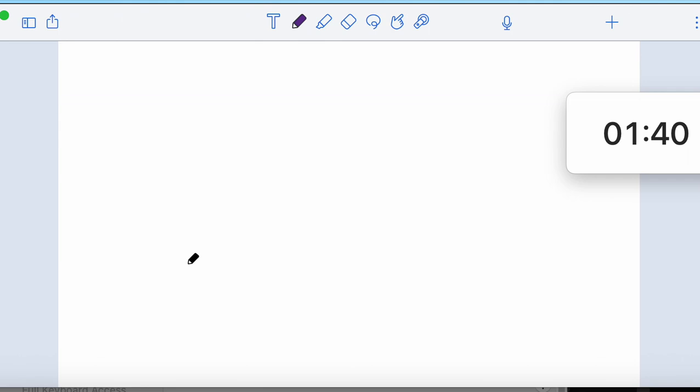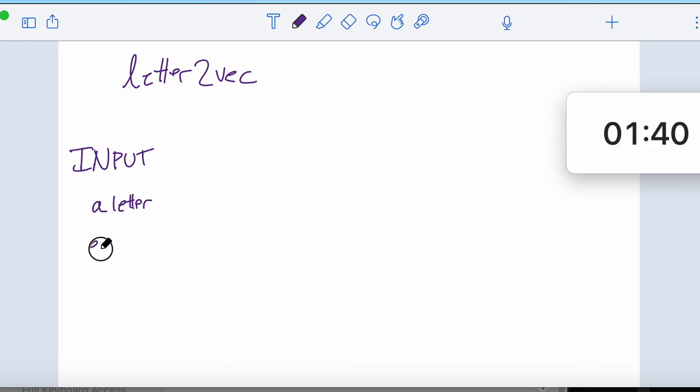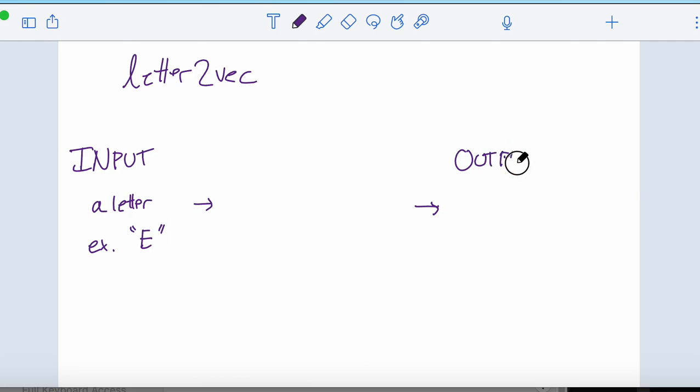So let's make a new page here and say we're doing letter2Vec. We want to somehow input a letter. For example, maybe you input the letter E, and then that goes in, and the output is going to predict the next letter. That's roughly the setup, and we're going to talk about how we make the data set and so on.